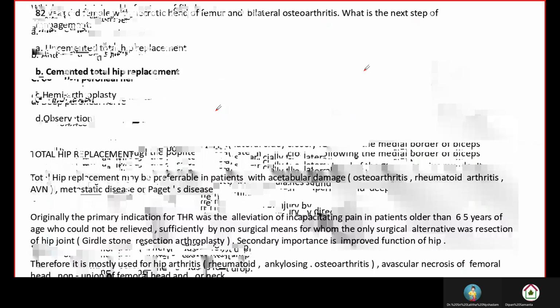Okay, next question. 82-year-old female with necrotic head of femur and bilateral osteoarthritis. Next step of management? Cemented total hip replacement. Cemented total hip replacement will be the next step of management.